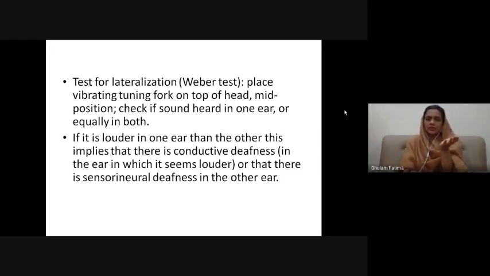Or, on the other hand, the situation can be that the ear where the patient is not able to hear equally loud and is hearing less sound has sensorineural deafness, and sensorineural deafness occurs in cases where there is a problem in the inner ear. So in conductive deafness, the problem is in the conduction pathway from the outer ear and eardrum or anywhere in the middle ear, and in sensorineural deafness, there is a problem in the inner ear. So these are the two kinds of problem that can be identified through performing your Weber test.